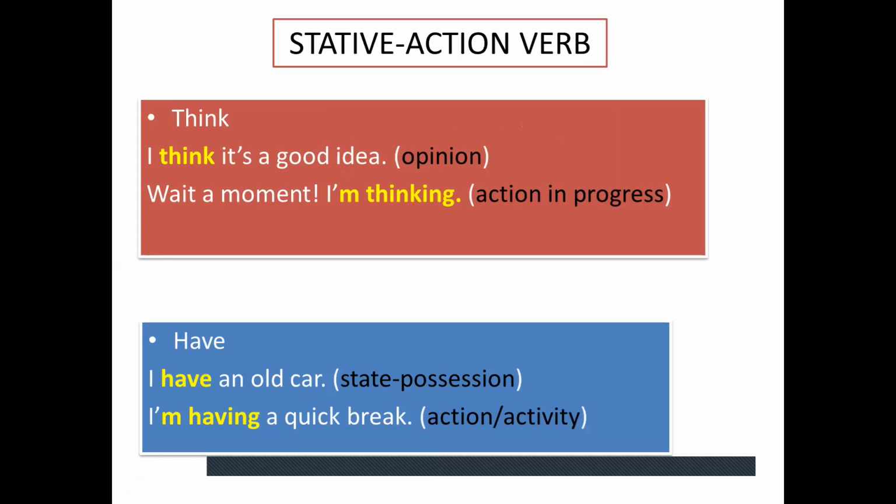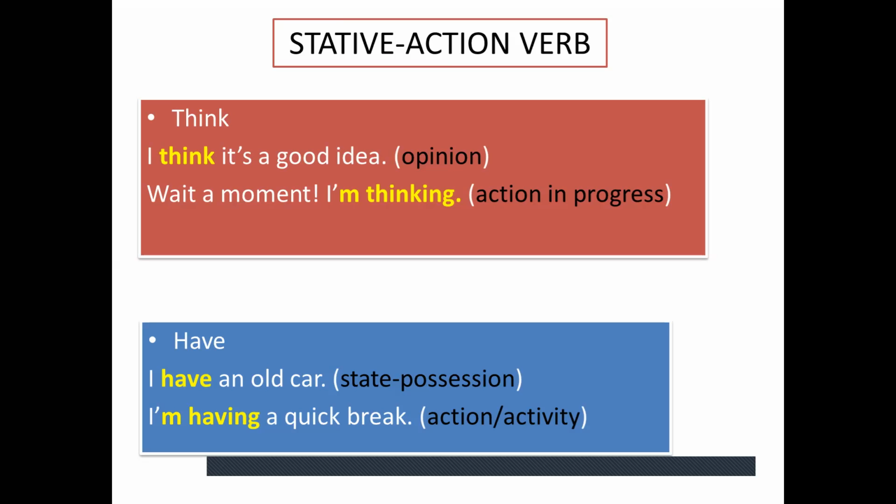Okay, well, but indeed some stative verbs can be action verbs too. It depends on the situation. For example, think here in the first sentence, I think it's a good idea. It's a stative verb related to opinion, so you need to use present simple. And in the second sentence, wait a moment, I'm thinking. I'm thinking here indicates an action that is happening right now. So you need to use present continuous.